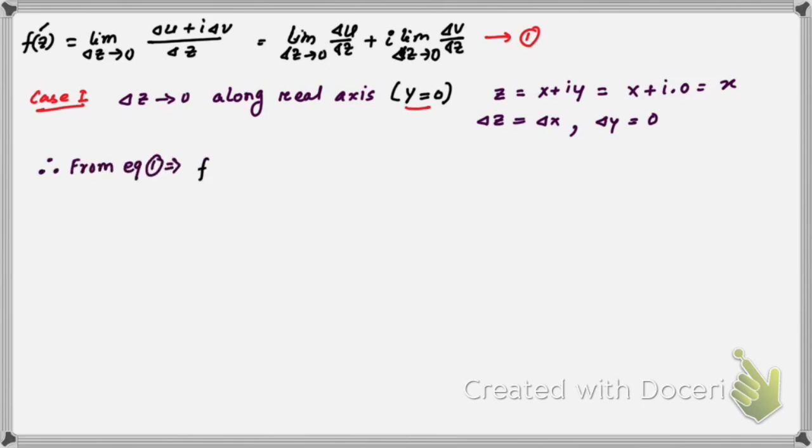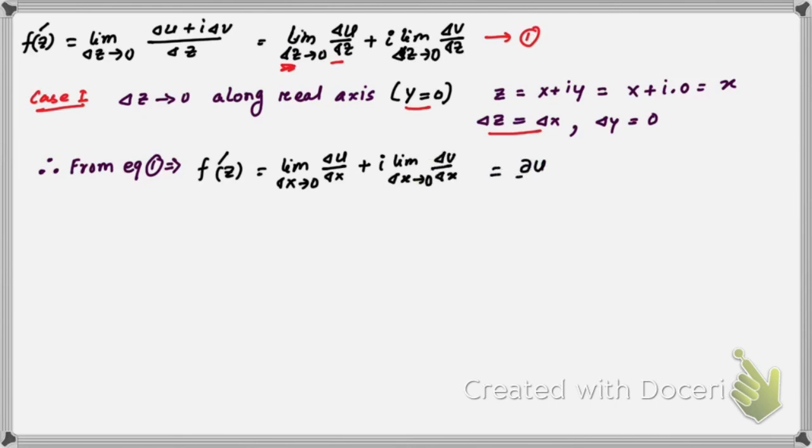we are going to have this result. Delta z is replaced by delta x, as we have got delta z equal to delta x. Hope you have understood this. Then we get this result, suppose equation number 2. Here you see, this can be written this way: the partial derivative of u with respect to x, plus i times the derivative of v with respect to x. This is equation number 2, suppose.